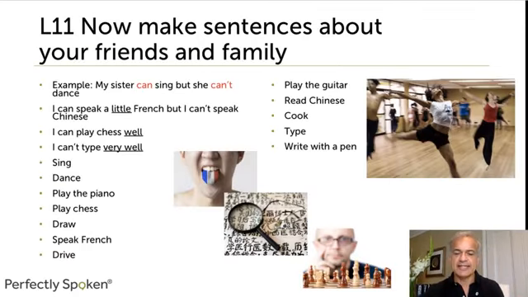So, sentences, make some examples. My sister can sing, but she can't dance. I can speak a little French, but I can't speak Chinese. I can play chess well. I can't type very well. So make some sentences.